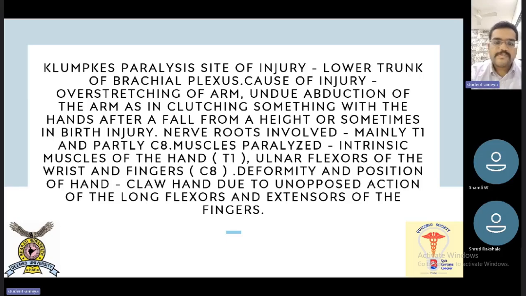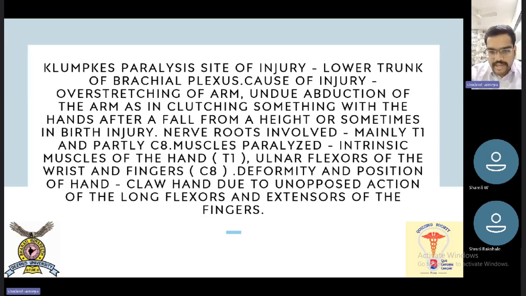Moving on to Klumpke's paralysis. If Erb's paralysis was involving the upper trunk, Klumpke's paralysis is involving the lower trunk. The cause of Klumpke's paralysis is overstretching of the arm or undue abduction, like too much abduction, or clutching something with hands after a fall, sometimes birth injury.